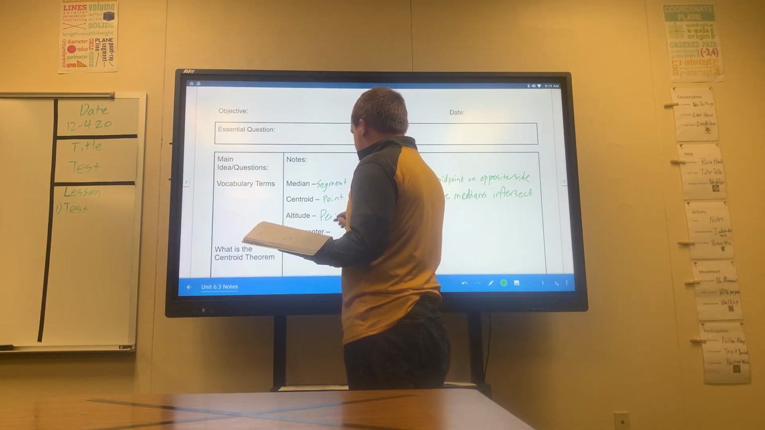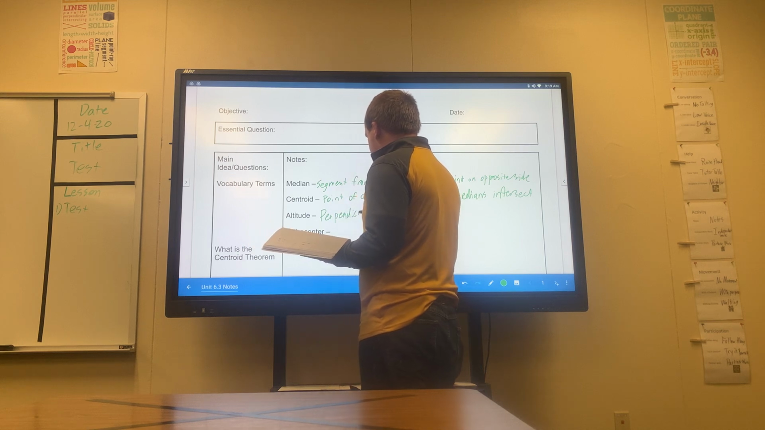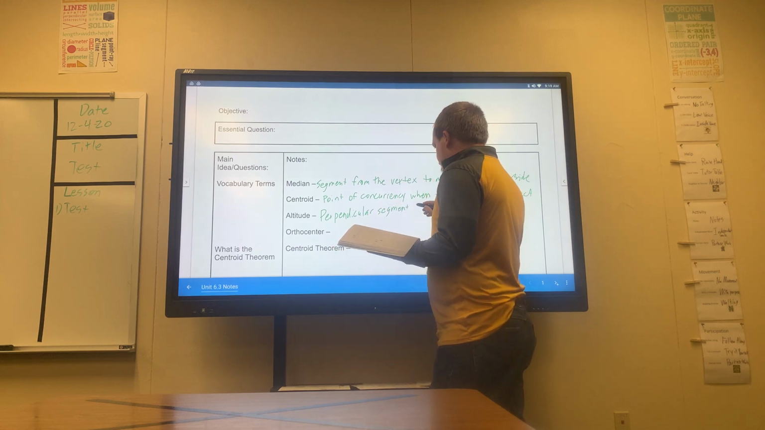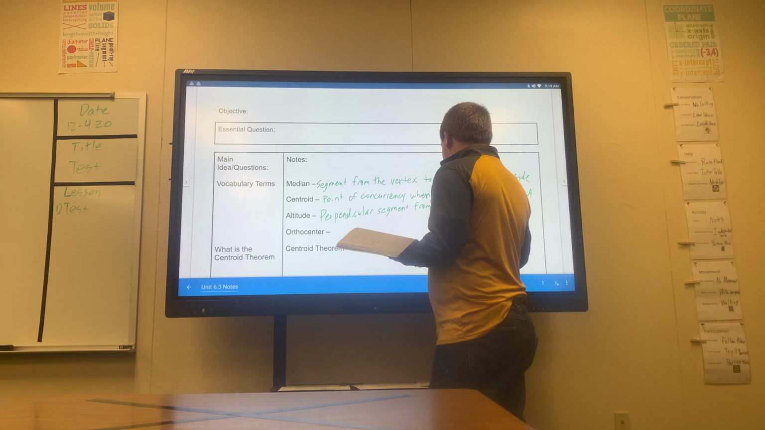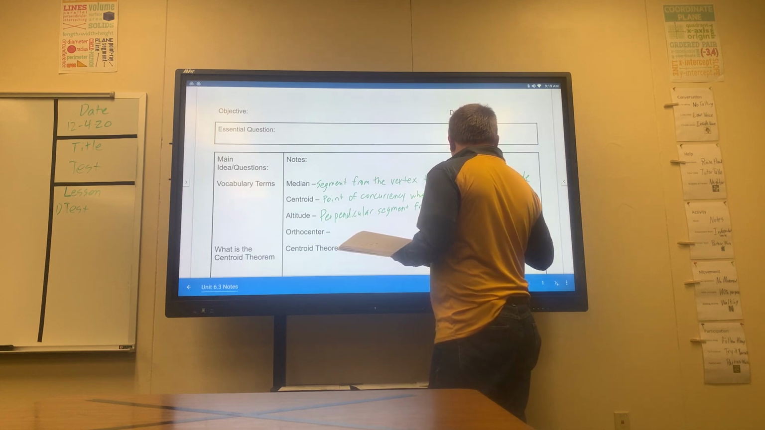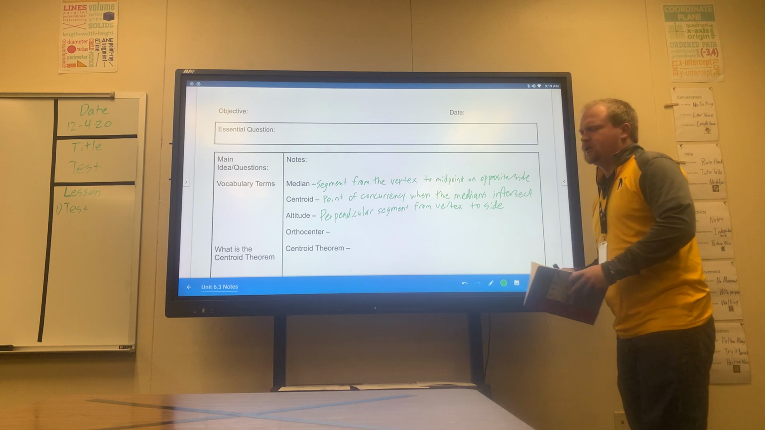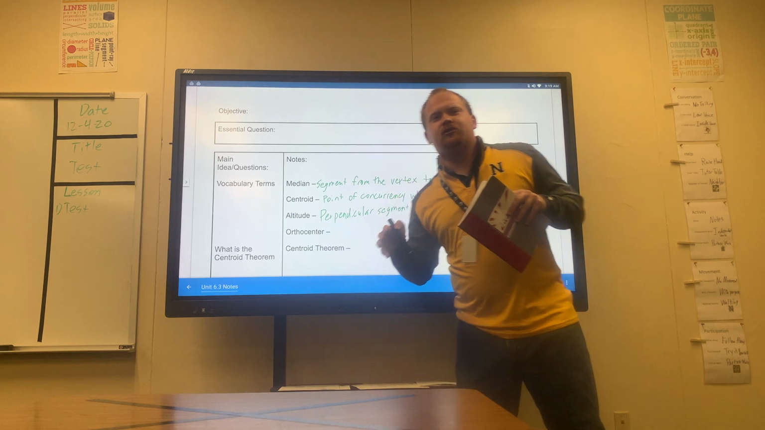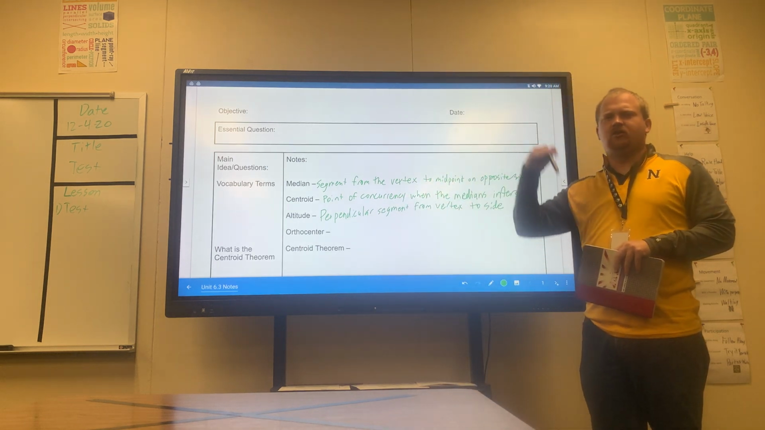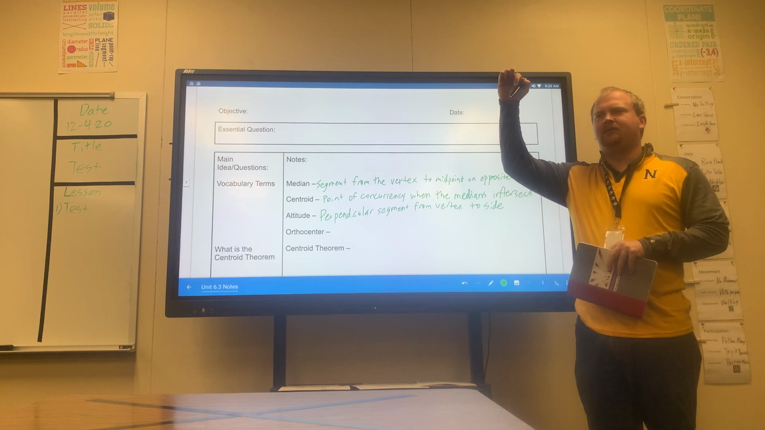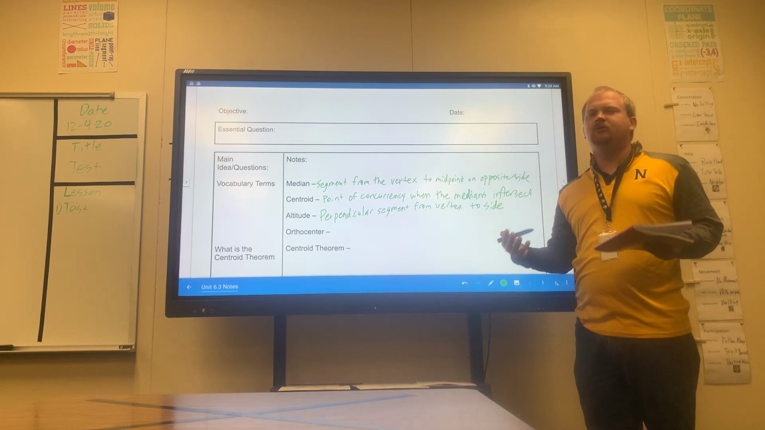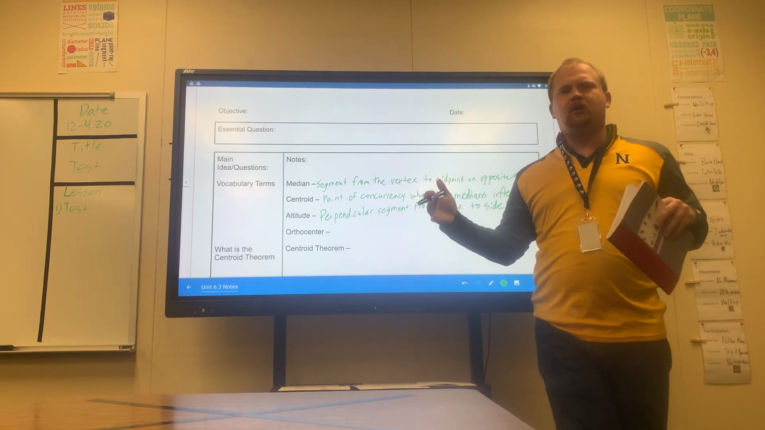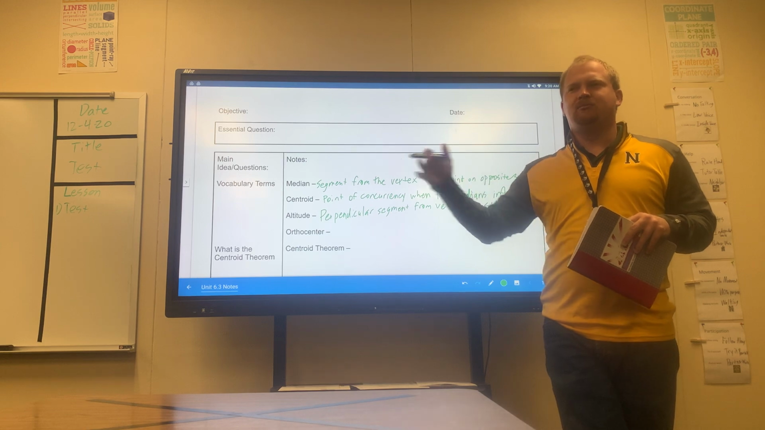An altitude is a perpendicular segment from a vertex to a side. Basically the altitude is kind of like your height. When you're trying to find the area of a triangle, it's the height from the top of the triangle down. That's basically what an altitude is, how tall the triangle is from the height perspective.